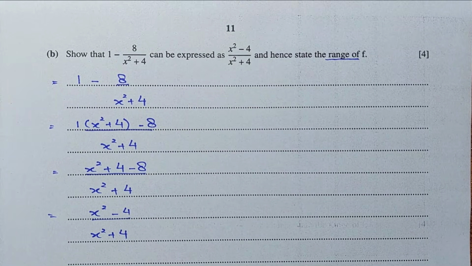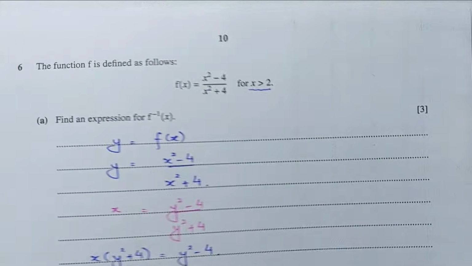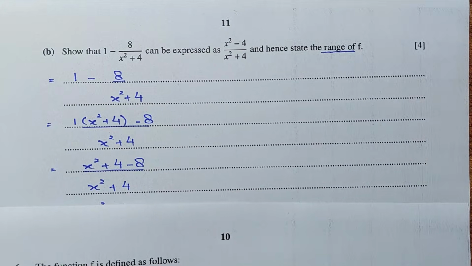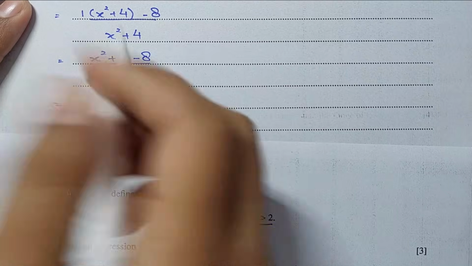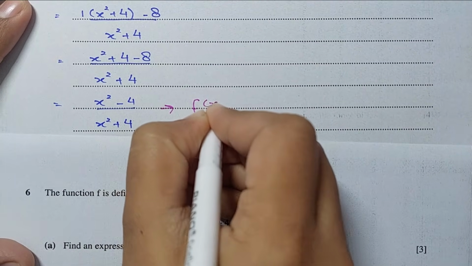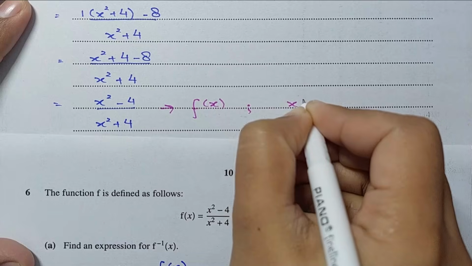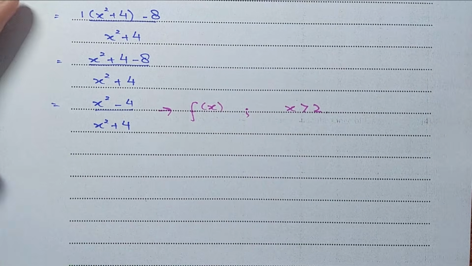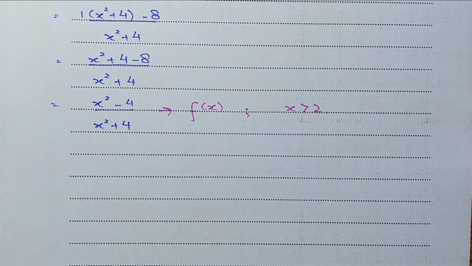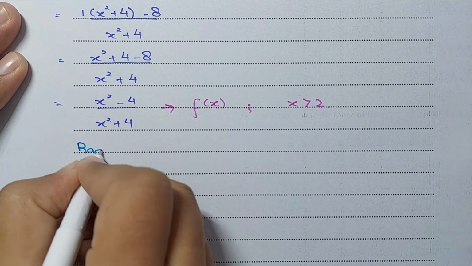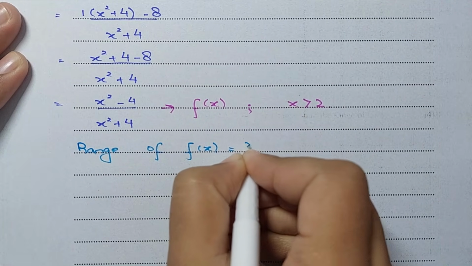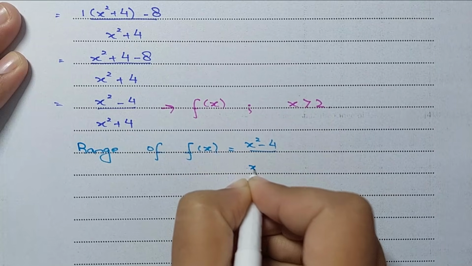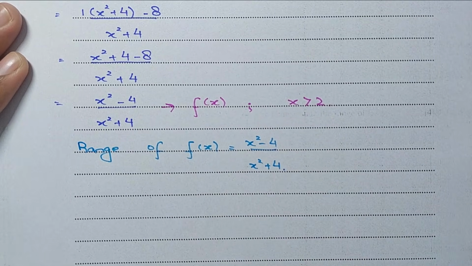Now the second step is to state the range of f. Now we have f of x. This is the same function f of x. You can see x square minus 4 over x square plus 4. This is your f of x, and its domain we have given is x should be greater than 2. We need to find out its range. Range are basically the outputs, right? Now to figure out the range of the function, range of f of x, which is x square minus 4 over x square plus 4. Now the domain is x is greater than 2.